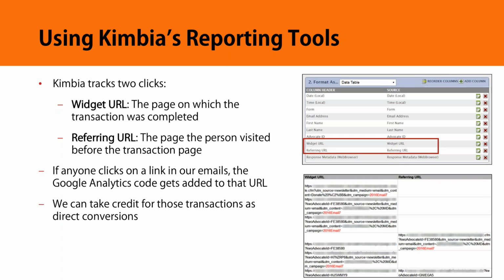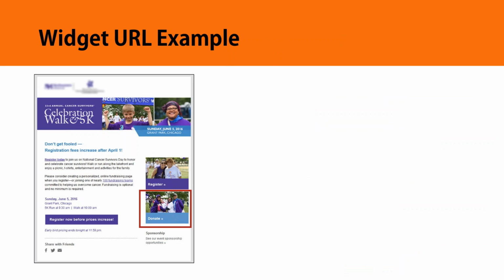So ultimately, here's what it looks like. If anyone clicks on a link in our email, the Google Analytics code we added in the previous screen gets added to that URL. And we get to take credit for those transactions. So in that second screenshot, you'll see that I've highlighted in red that Google code that gets added to the widget URL or referring URL. If we see that code appear, we know that that person could only have come to the page and completed a transaction because of our email, and we get to track those as our direct conversions.